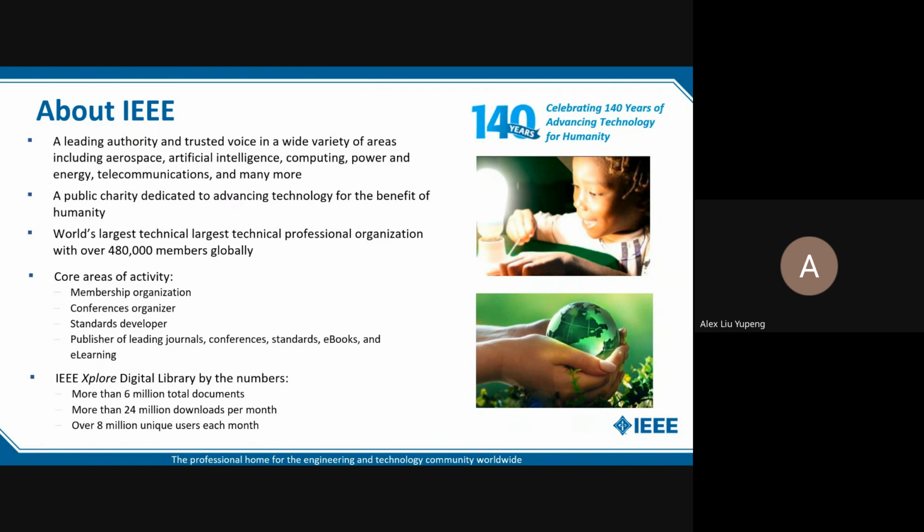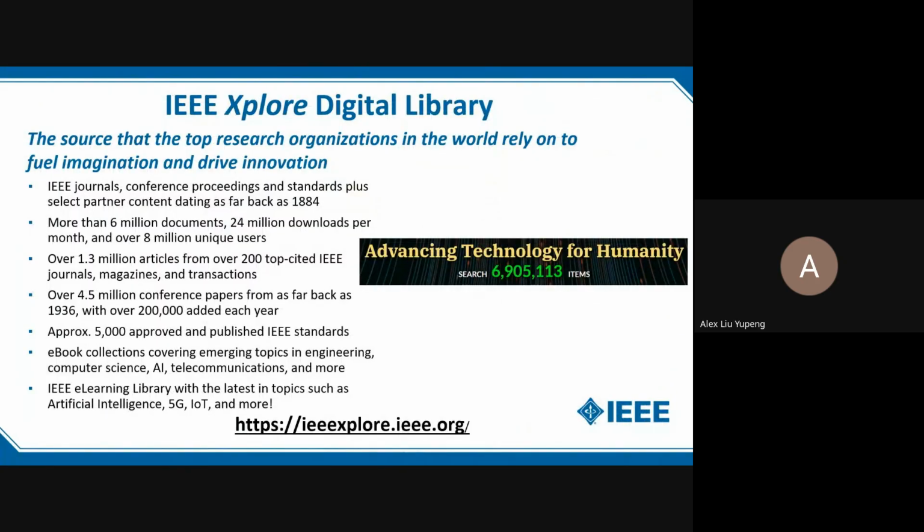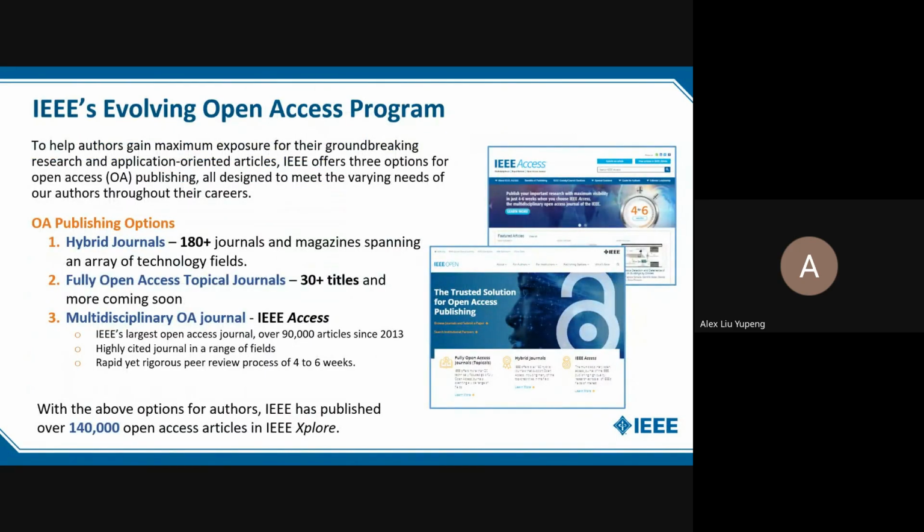But of course, when it comes to publishing, IEEE Xplore is the platform that hosts the publications. Right now, we have about 6.9 million publications in IEEE Xplore. It consists of many journals, conferences, and of course e-learning, e-books, standards, etc. But again, coming from an author's perspective, I would say you want to look at journals and conferences.